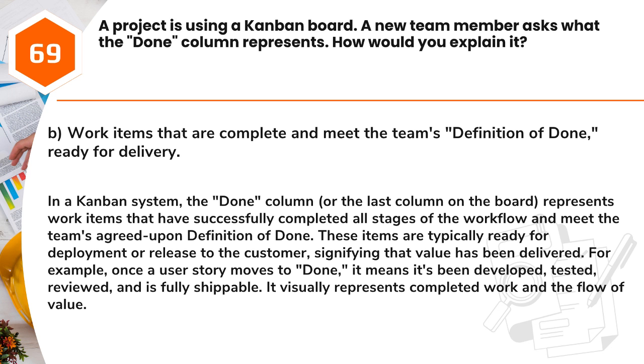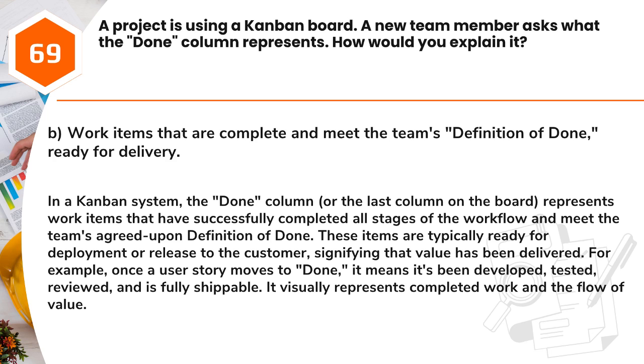Answer: B. Work items that are complete and meet the team's definition of done, ready for delivery. In a Kanban system, the "done" column, or the last column on the board, represents work items that have successfully completed all stages of the workflow and meet the team's agreed-upon definition of done.